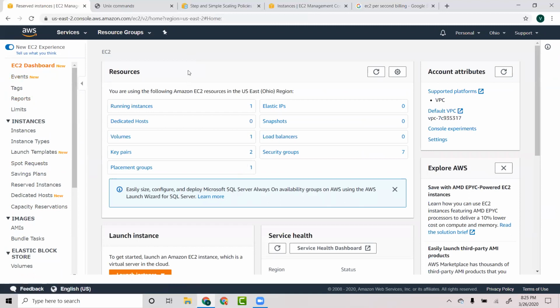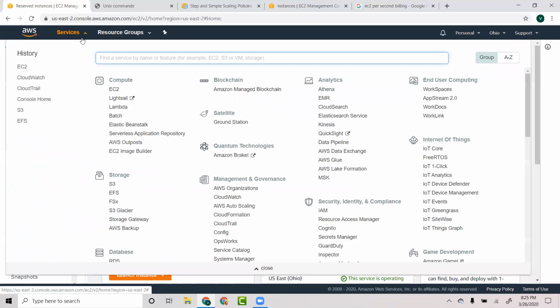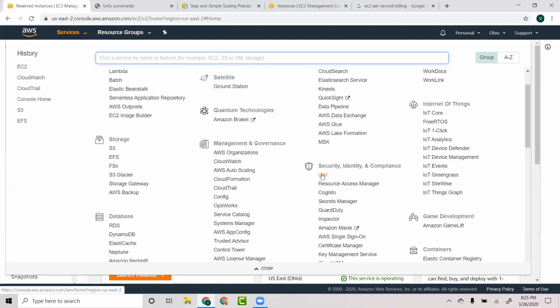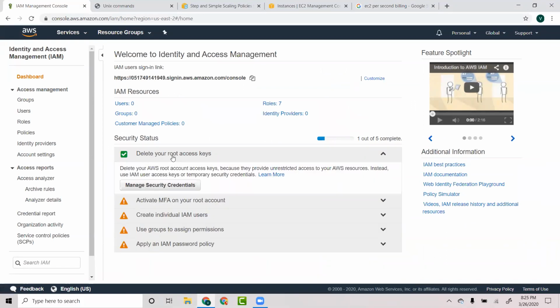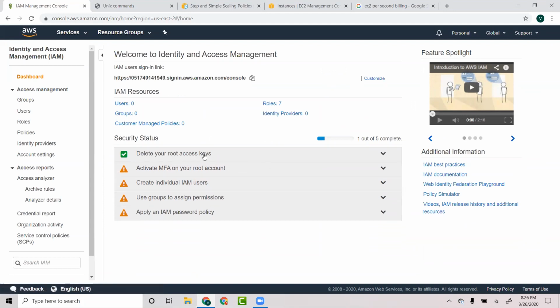And maybe I'll take a couple of minutes to talk about, since we're talking about everything, security here, identity and access management. Go to IAM here, identity and access management. So by default, see this one here, delete your root access keys. So manage your security credentials, by default.